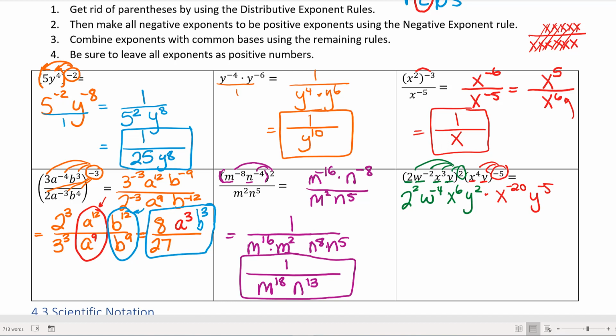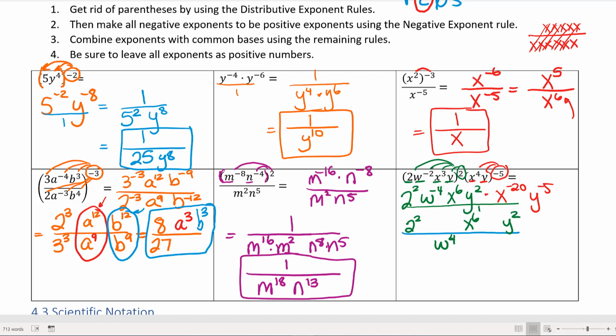Step 2, make all exponents positive. So 2 to the 2 is in the numerator. All of these are numerator, guys, so it's going to stay in the numerator. W to the negative 4, that's going to go downstairs and make that w to the positive 4. X to the 6 is already positive. It's going to stay up there. And then y to the 2, that's positive, it's going to stay up there.